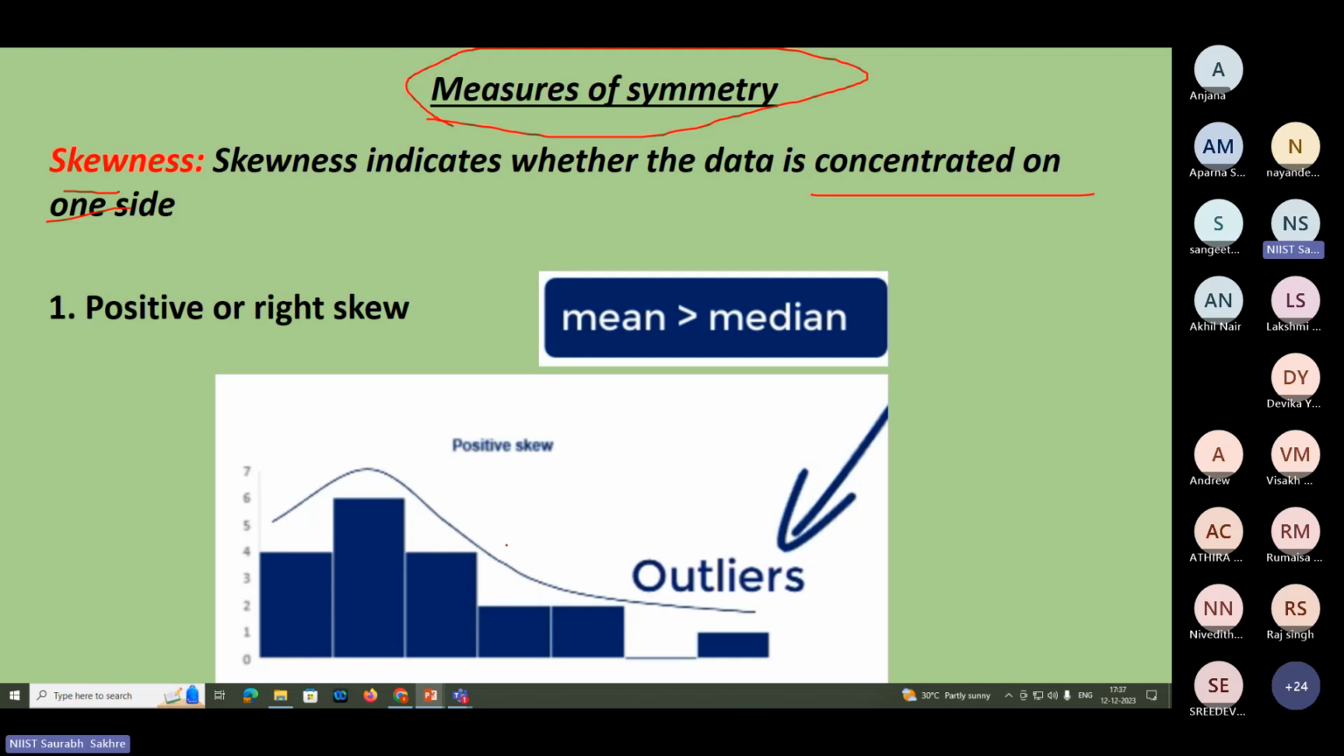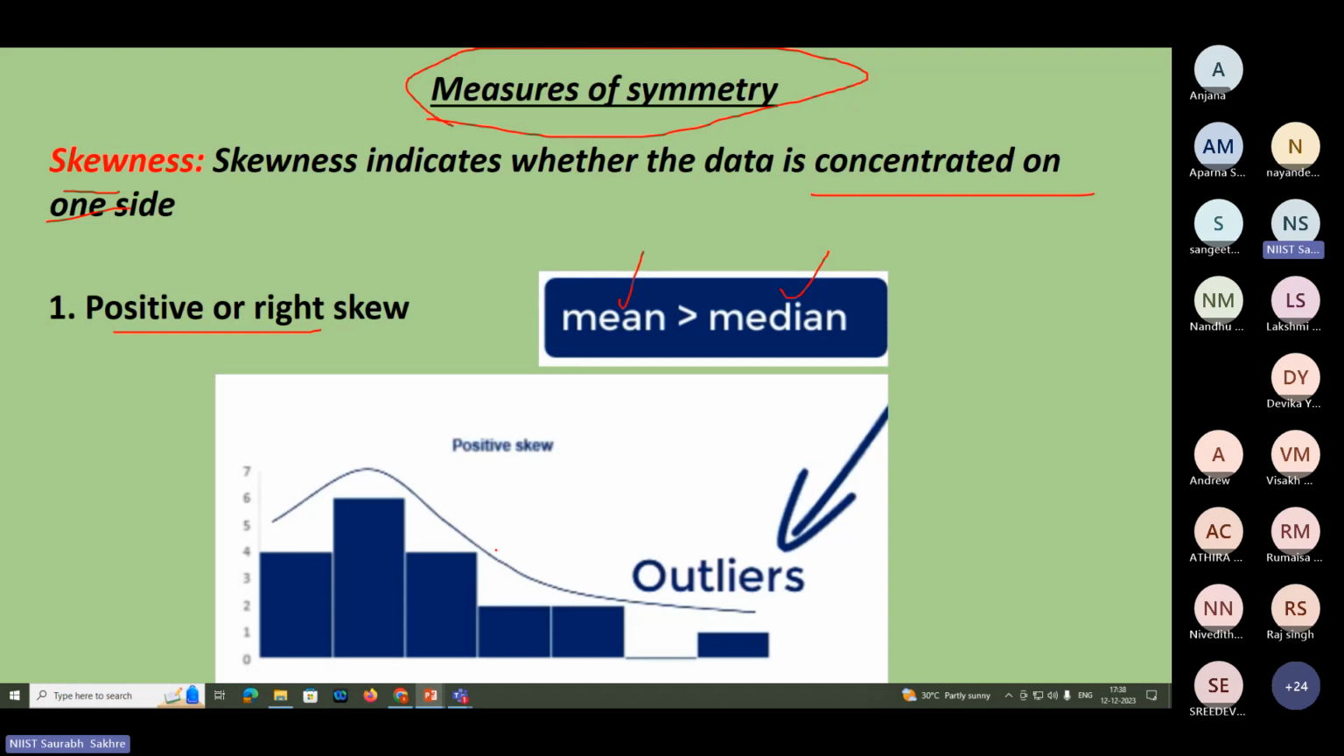So first one is positive or right skew. Okay, positive or right skew. This kind of condition occurs when our mean is greater than our median. I hope you know mean, median and mode very well now, so that you should not have any doubt about it. When our mean is greater than median, the data is called positive or right skew.